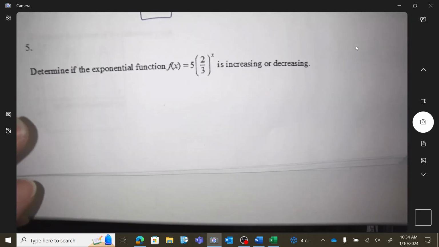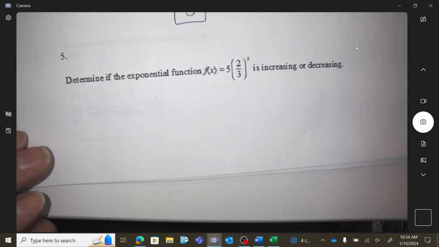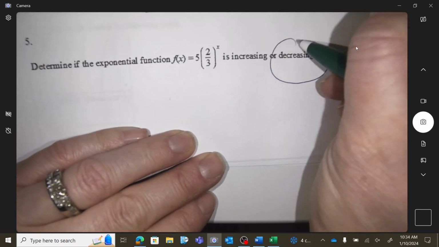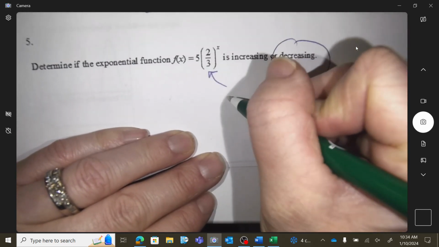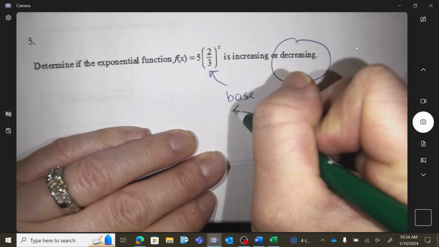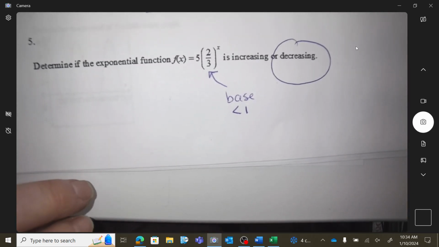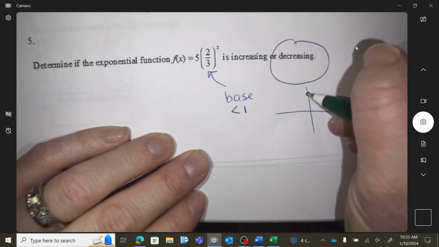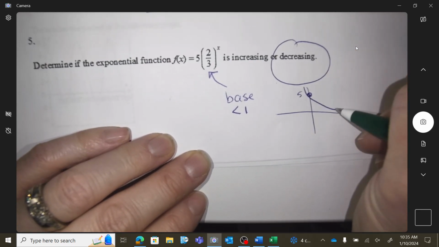Is this exponential function increasing or decreasing, and how do you know? Decreasing because this base is less than 1. Remember that? We just wrote that on our cheat sheet. So I already know it's going to start at 5, and then it's going to decrease.